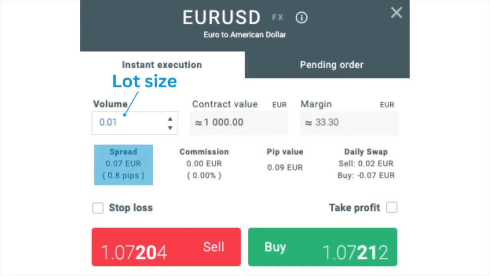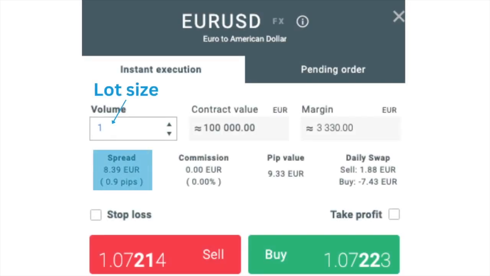So here you can see that the Euro USD has a spread of 0.8 pips, and you can see this if you subtract the sell price from the buy price. And if I trade a volume or open a position size of 0.01 lots, which is a contract value of €1,000, then I'll pay a commission of 0.07 euros or around $0.075, which seems like a very small amount. And it is, depending on how many times you open and close your trades.